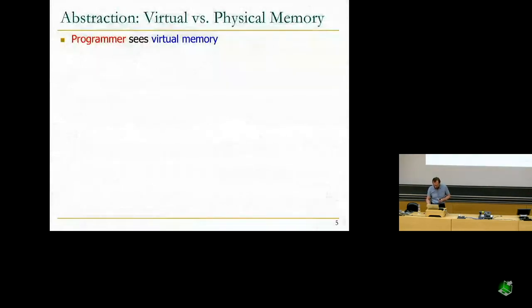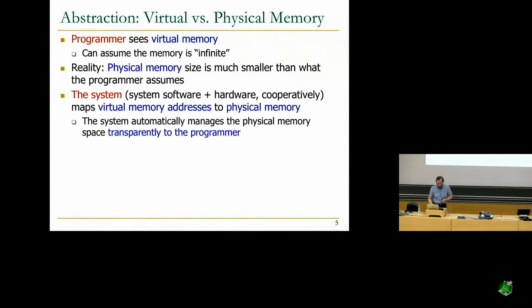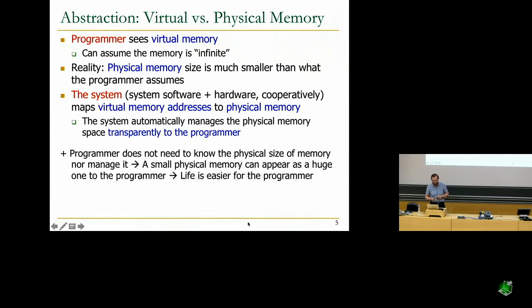Okay, now it's gone. Basically the system automatically manages the physical memory space transparently to the programmer, which means that the programmer doesn't need to know the physical size of memory at all, nor do they need to manage it. As a result, you can have a small physical memory that can appear very large, and life is easier for the programmer. We've covered this slide before. But the downside is you get more complex system software and architecture.